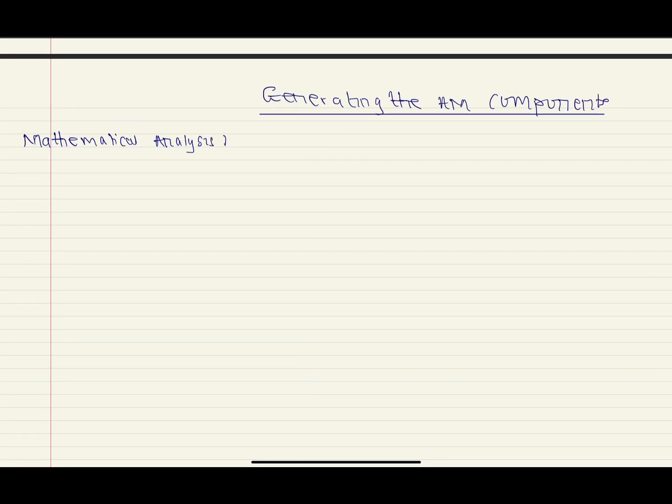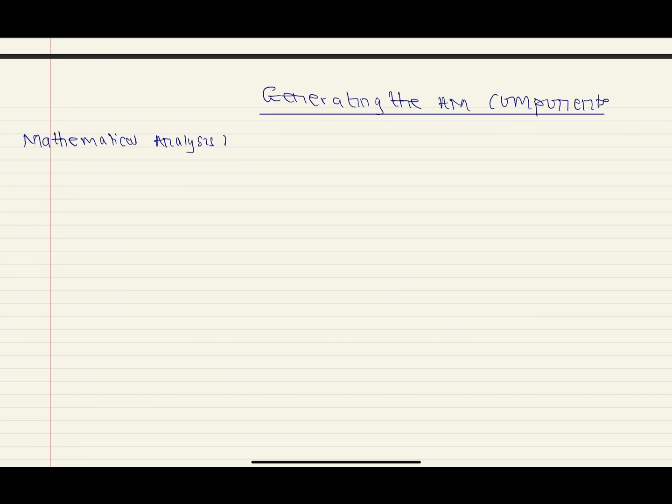Now we are going to do the mathematical analysis of generating the AM component. When I say the amplitude modulation component, what I mean is that in AM we have the various sidebands: the lower sideband, the upper sideband, and then the double sideband, right? So these are the various sidebands, but before you can see the various components, you need to do further mathematical simplification of the general AM wave that we generated, using some tools from trigonometric identities, specifically compound angles.